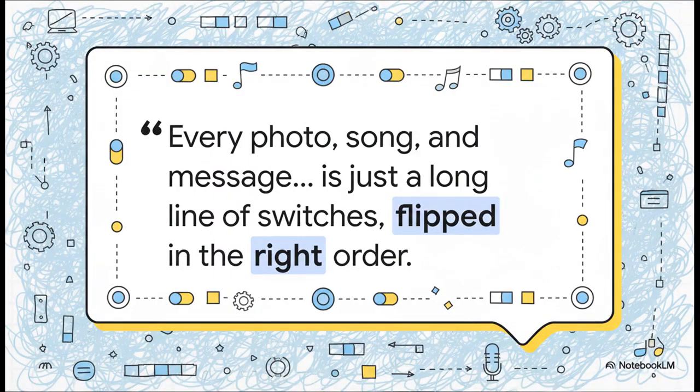And that really brings our journey full circle. From that incredibly simple idea of just on and off, we've built a system that can calculate, communicate, and contain pretty much all of human knowledge. It's a powerful reminder that underneath all the amazing complexity of our digital lives lies a language of stunning simplicity. Just think about it. Every photo, song, and message you've ever sent is just a long line of switches, flipped in the right order.